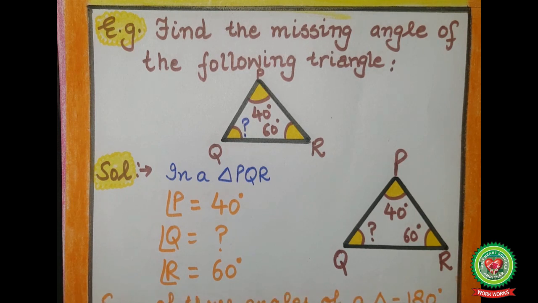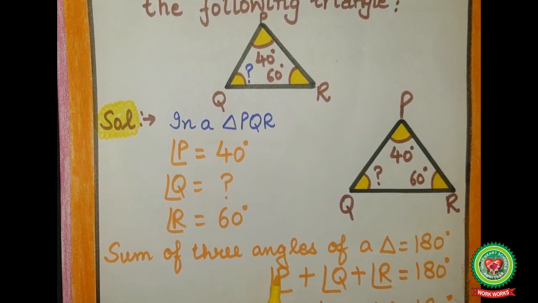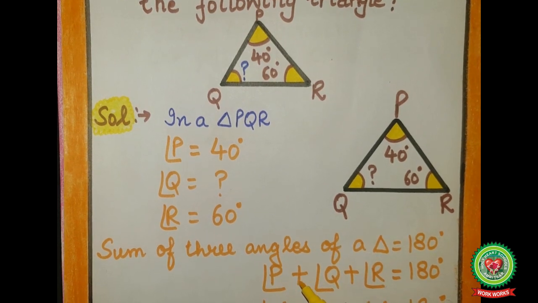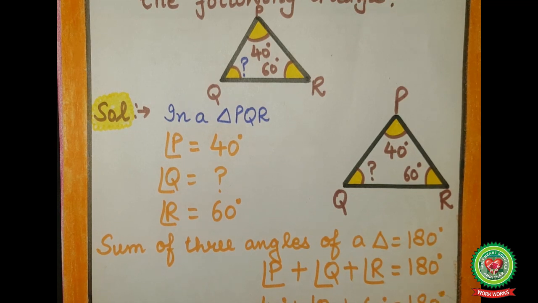Now students, tell me what is the next step? Yes, we will write the angle sum property. And what is the angle sum property? Yes, sum of three angles of a triangle is equals to 180 degree. Very good. Now students, tell me which three angles are given? Yes, angle P, angle Q and angle R. So write down angle P plus angle Q plus angle R is equals to 180 degree.